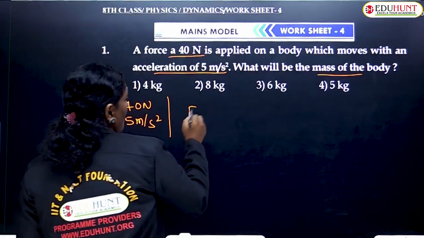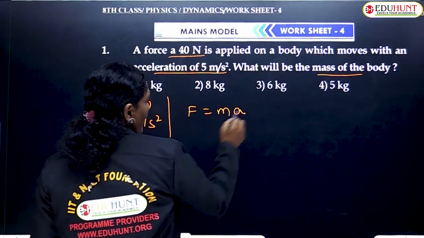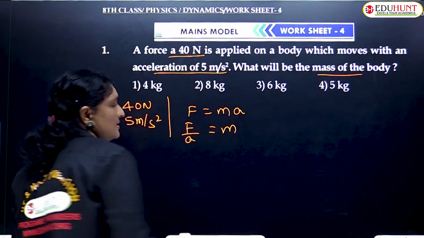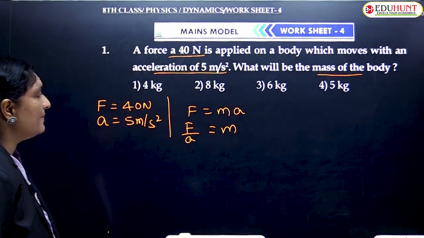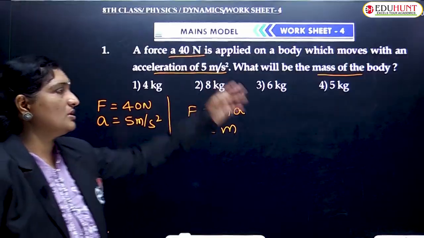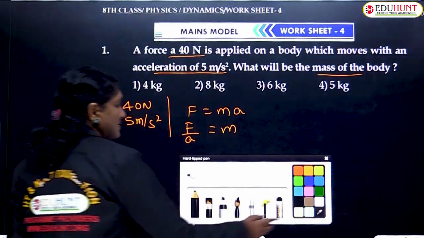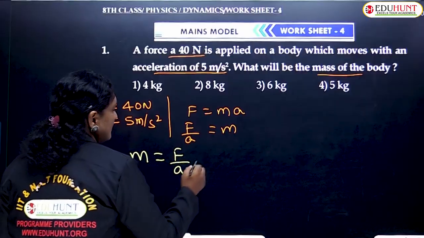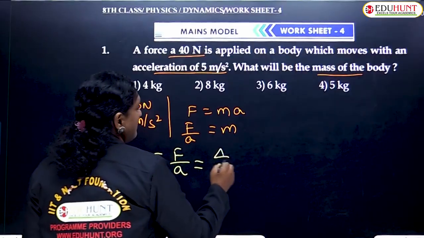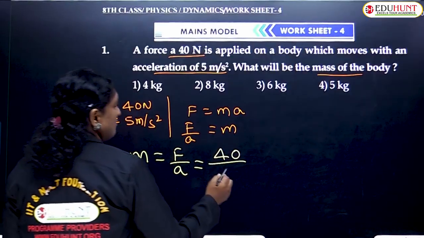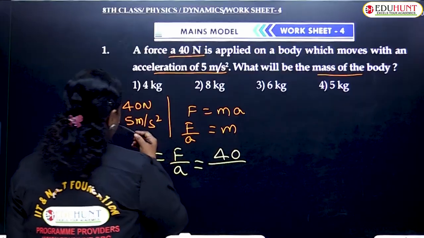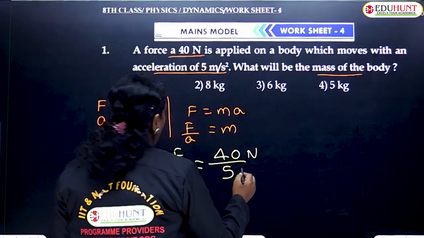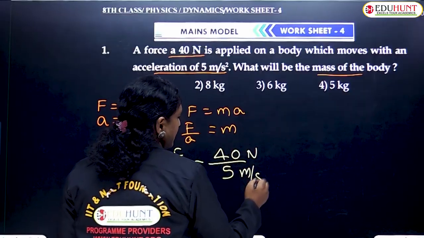So children, we know the formula F is equals to ma, or m is equals to F by a, isn't it? So what is the formula for m? m is equals to F by a, which you need to find out. So let us try solving this children. The formula for m is equals to F by a. The value of F is given as 40 Newtons, and the value of a is given as 5. So 40 Newton upon 5 meter per second square.